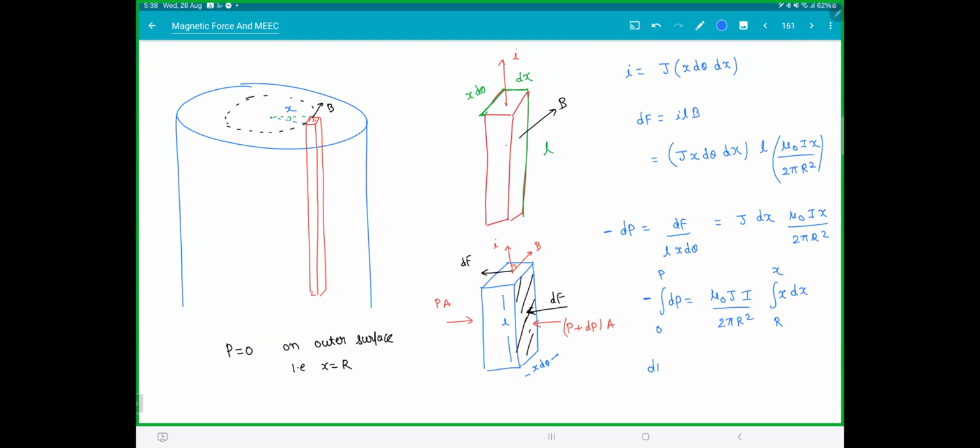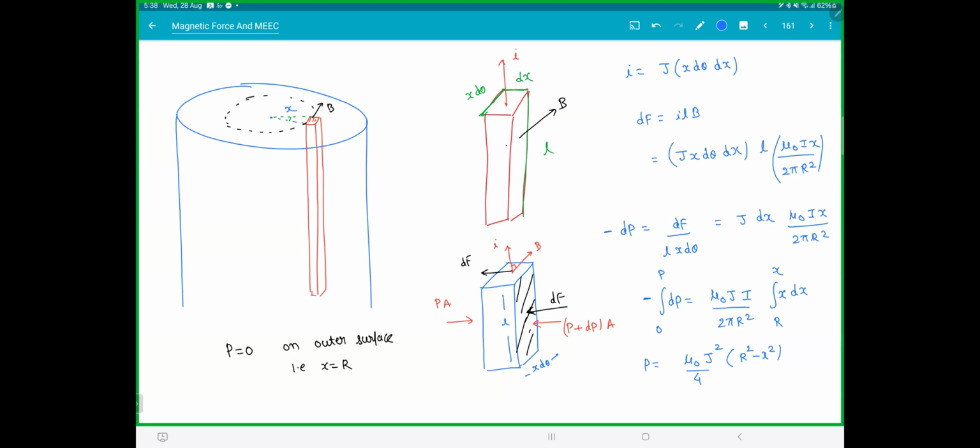So we will come with P equal to μ0 J by 2. Now remember, I by π r² is another J. So that becomes J², and this becomes (r² minus x²) by 2. That's your answer: μ0 J² by 4 times (r² minus x²). Have a look at that.